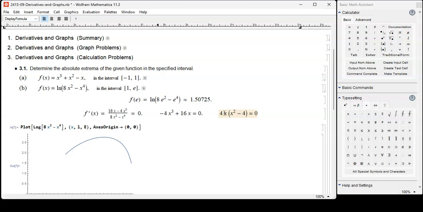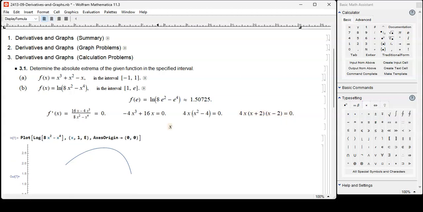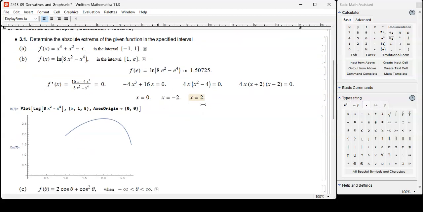Factoring this further, I'm going to get 4x times (x minus 2) times (x plus 2) equal to 0. And I'm going to get x equals 0, invalid, that's outside of the domain. x equals negative 2, again invalid, that's outside of the domain. x equals 2, yeah, okay, that one goes right here. I get that.